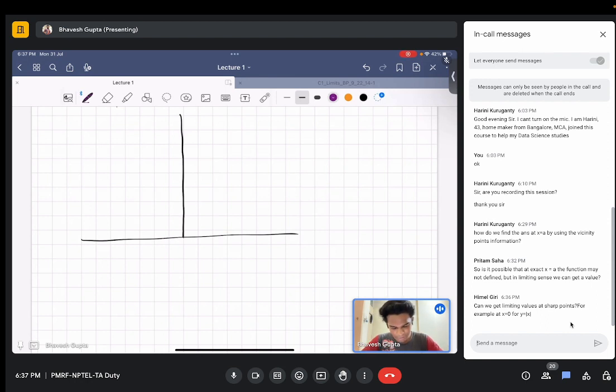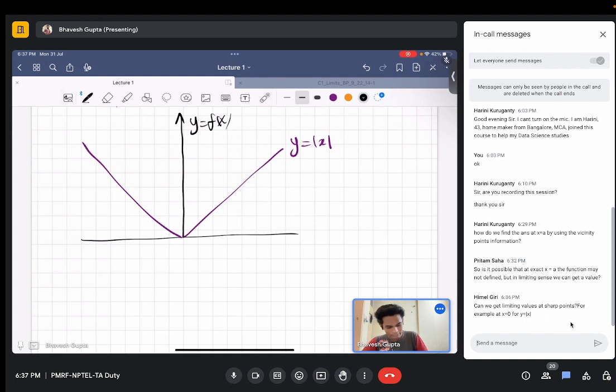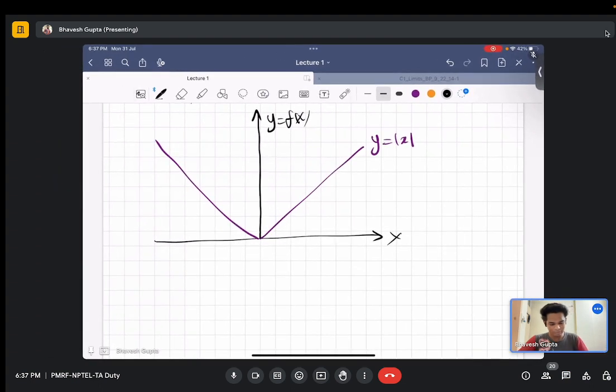So the question was, let's say I have a function y equal to mod x, and the graph of y equal to mod x looks like this. You can see over here at x equal to 0 we have a sharp point, a very sharp, jagged point. And I just want to understand what is the value of f of 0.